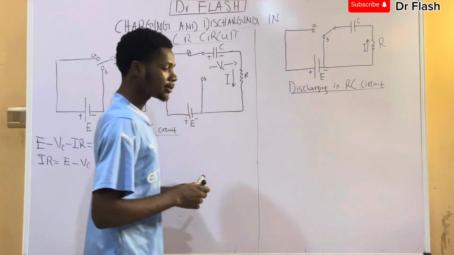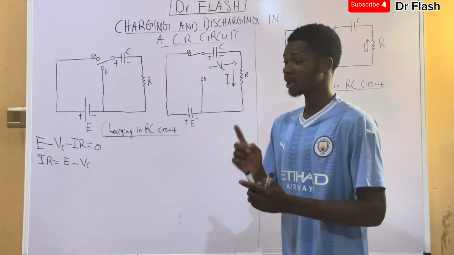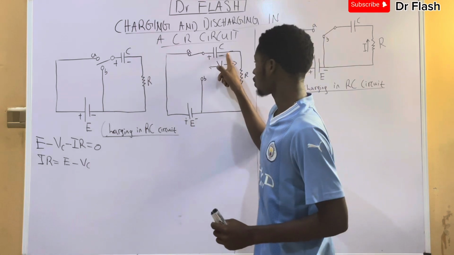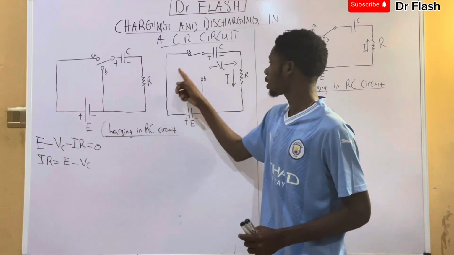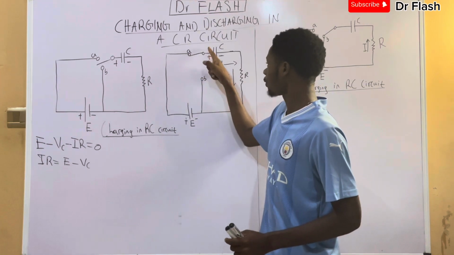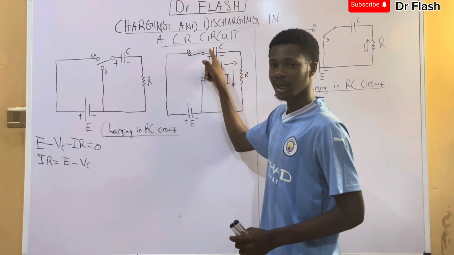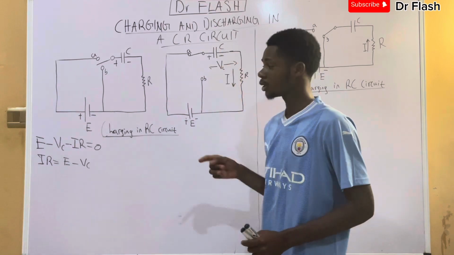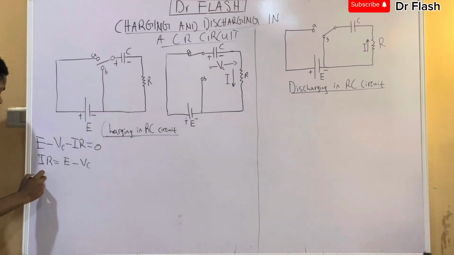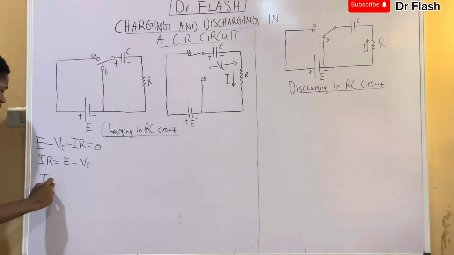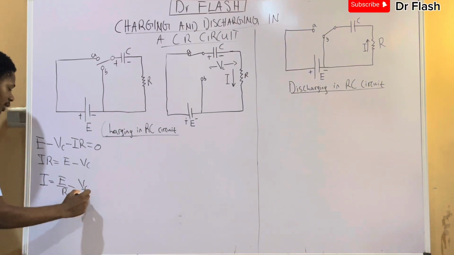Now mind you, at initial time t equal to 0, the charge on the capacitor is 0. It is immediately we close the key that charge starts flowing, and it starts building up. Take note, charges cannot jump from this place to this place. They only get transferred due to the electric field that is built up between them, but they cannot jump because of the space. So this is what we're going to have: IR equals E minus VC. I can choose to make I the subject. I'm going to get I is equal to E divided by R minus VC divided by R.